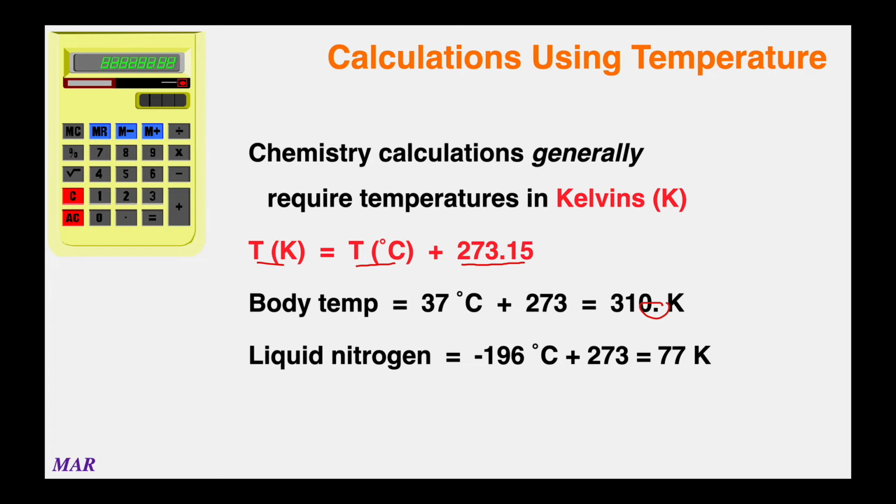Liquid nitrogen, very, very cold. Terminator 2 froze the Terminator down. Anyway, temperature of liquid nitrogen, minus 196 degrees Celsius. Remember, Celsius can be negative, but Kelvin won't. So if you wanted to turn that into Kelvin, you'd add 273 to it. 77 Kelvin would be the liquid nitrogen temperature.